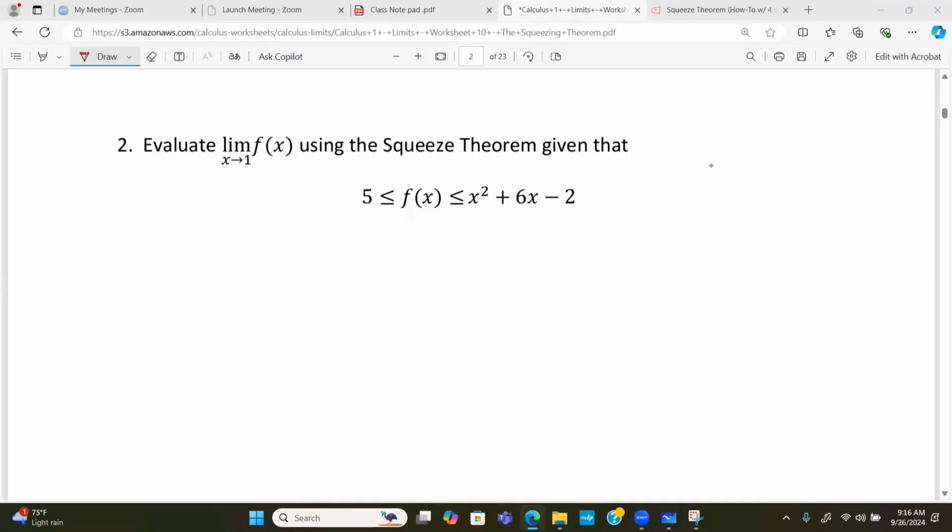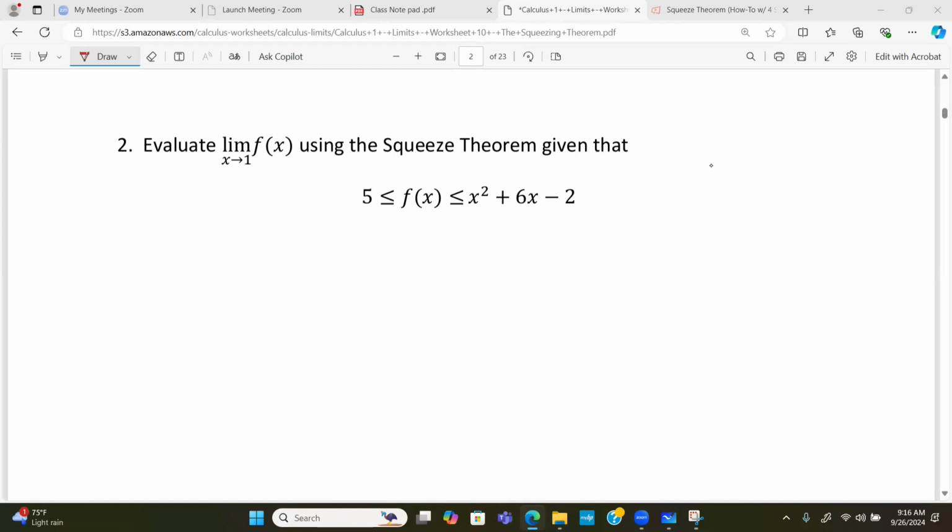I want to evaluate the limit of f of x as x tends towards 1 using the squeeze theorem. So given that 5 is less than or equal to f of x, which is less than or equal to x squared plus 6x minus 2. All right, so let us see how we could work this out.